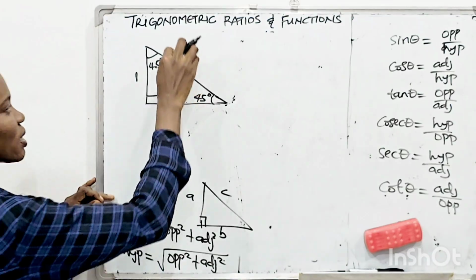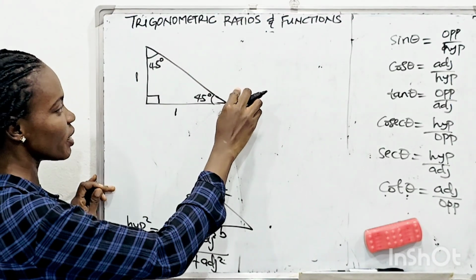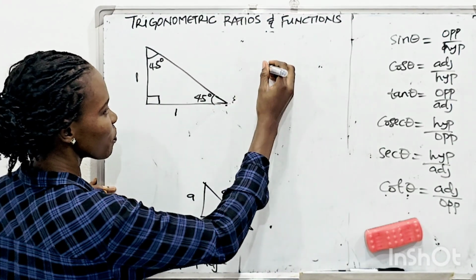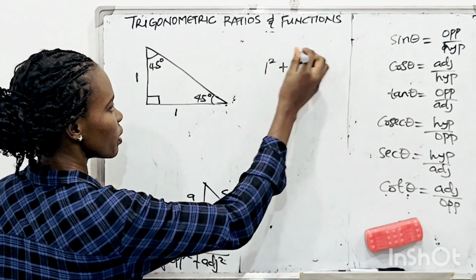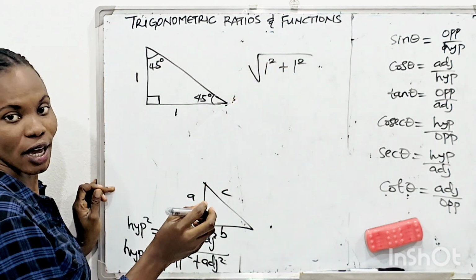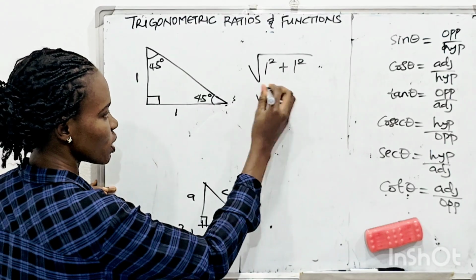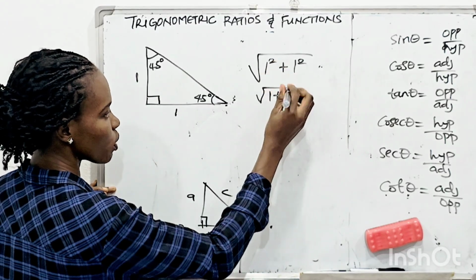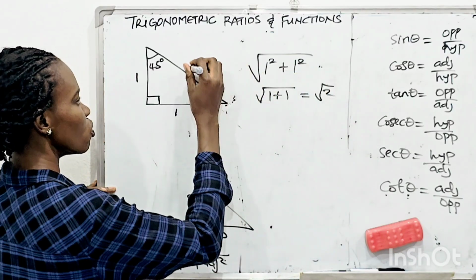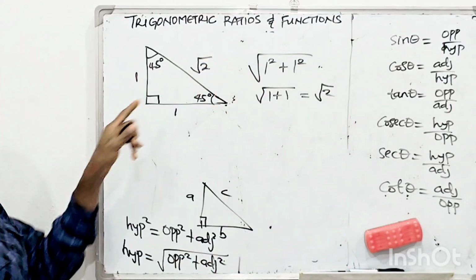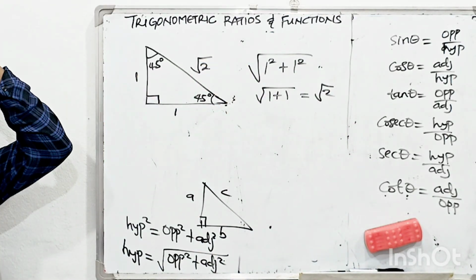So let's apply it here because this is the hypotenuse we want to find. This side will be 1 squared plus 1 squared, then take the square root. Are you getting it? Good. 1 squared is 1, plus 1 squared is 1. 1 plus 1 will give me 2. This will be root 2. So the hypotenuse here is root 2.